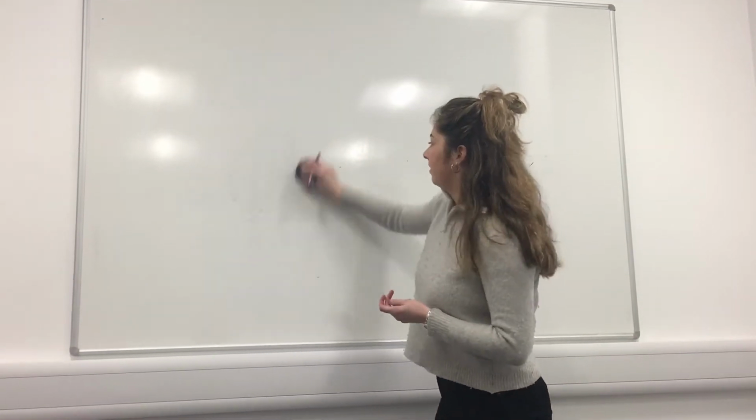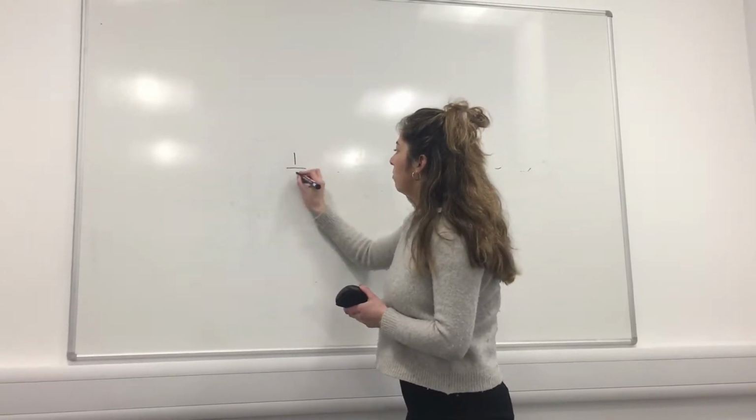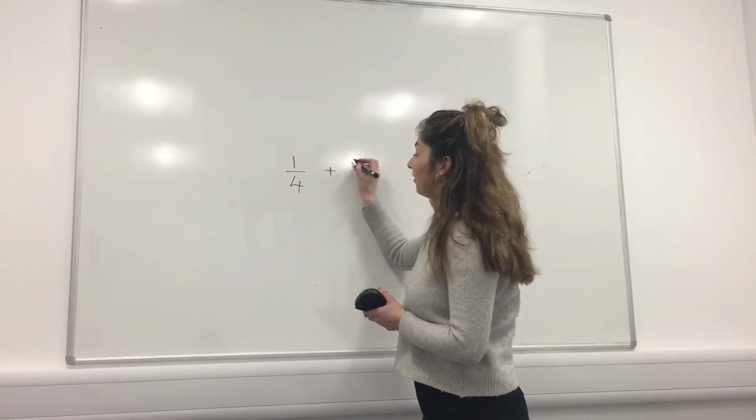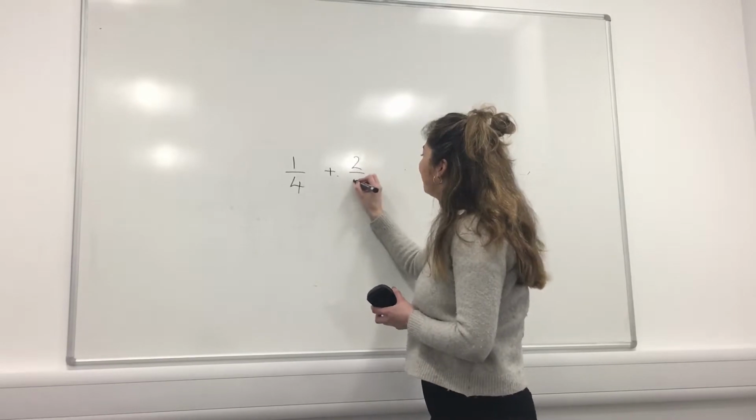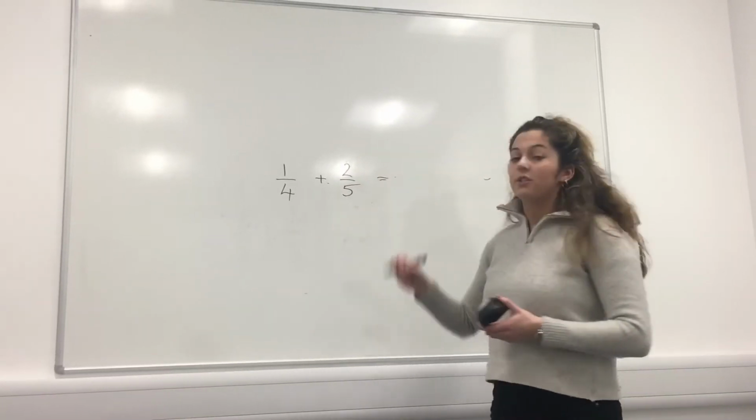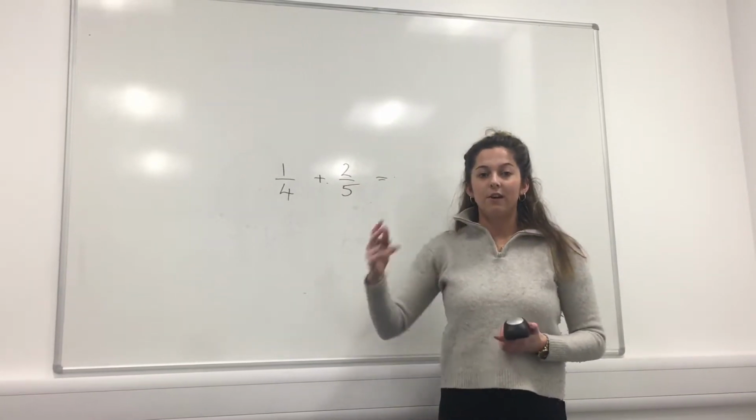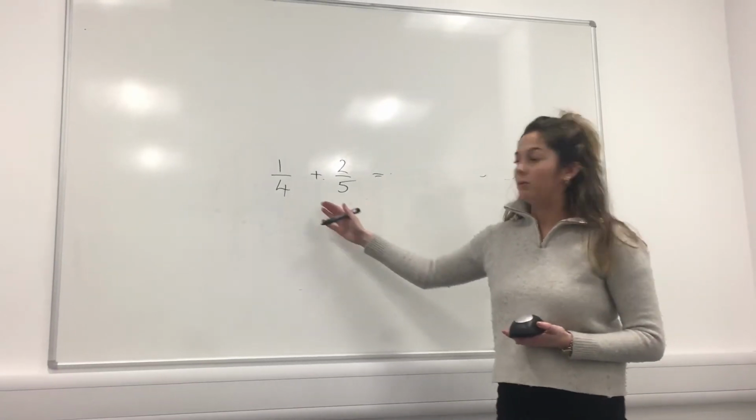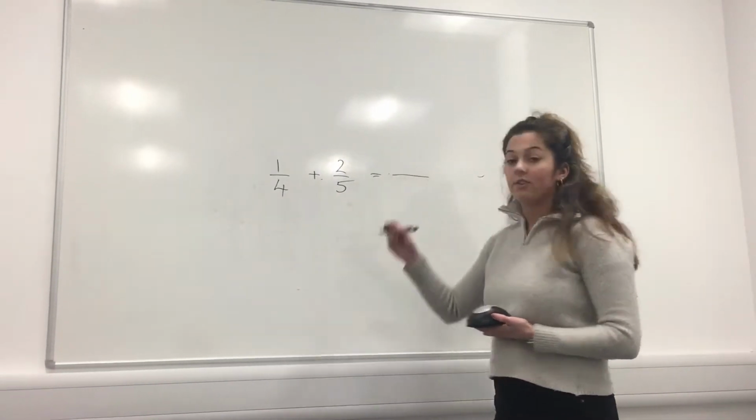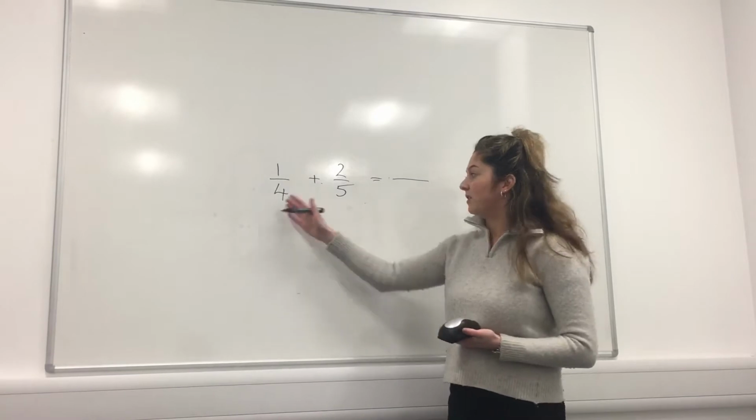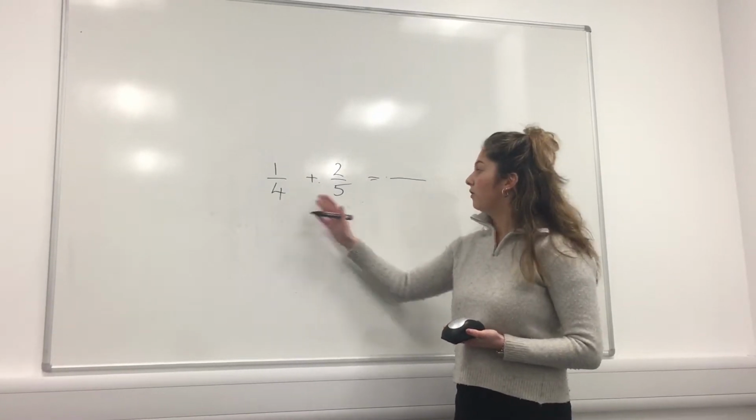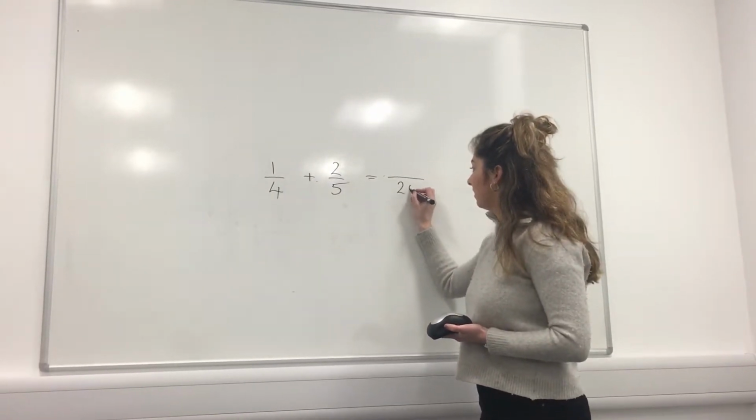If we had instead 1/4, also known as a quarter, plus 2/5, then we just go through exactly the same process. The first thing that we need is the same number on the bottom if we want to do addition. And the easiest way, I said earlier, to do this is by just timesing the numbers together. So 4 times 5 is 20.